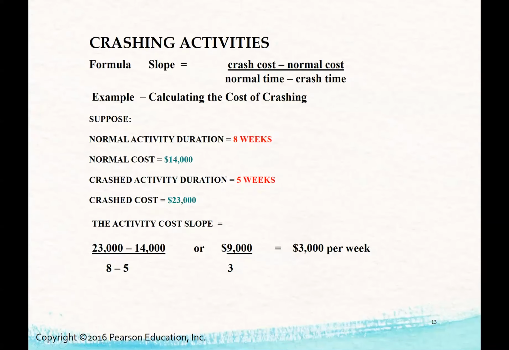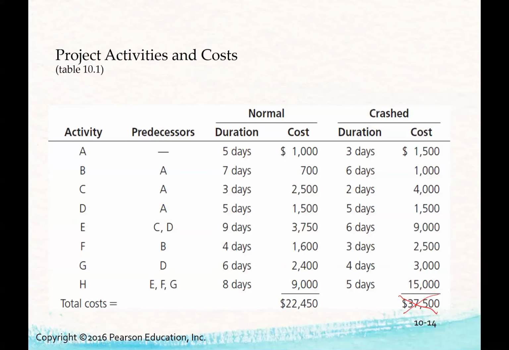And ideally, if we want to crash the activity as much as we can, we're crashing at $3,000 per week for 3 weeks. So that would be $9,000. But I might be getting ahead of myself. So let's look at a specific example. And this example is from your book.